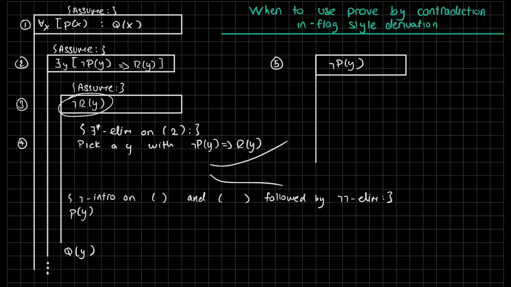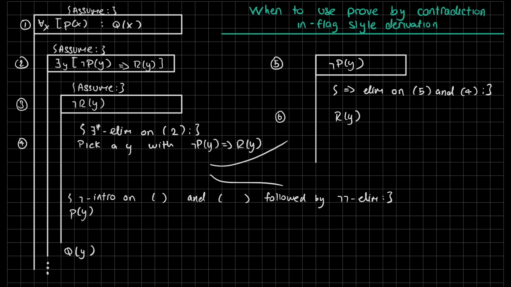So let's just do that real quick. So implication elim on, well, we don't need to write line, we just need to write the line numbers, which is going to be 5 and 4. And you will see that that gives us r of y, which is line 6 now.